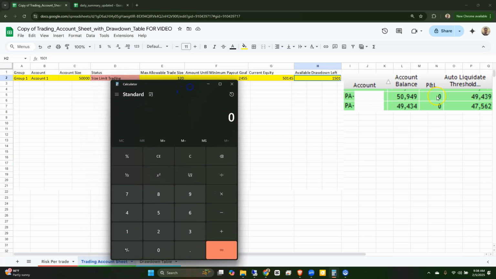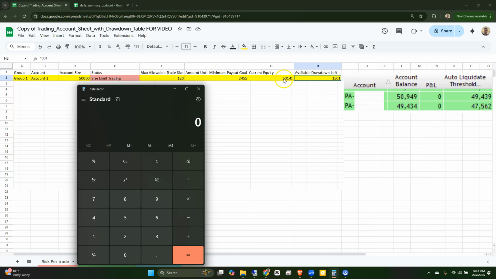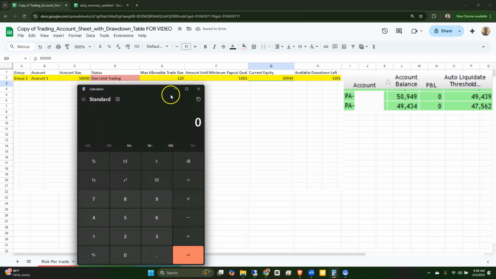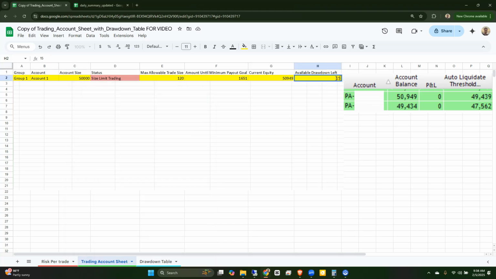To do this, let's do our first account here, $50,949. We can input that here, $50,949. Enter, get the calculator back. We take that $50,949 and manually subtract it from our auto liquidate threshold of $49,439. $50,949 minus $49,439 equals $1,510 drawdown left.